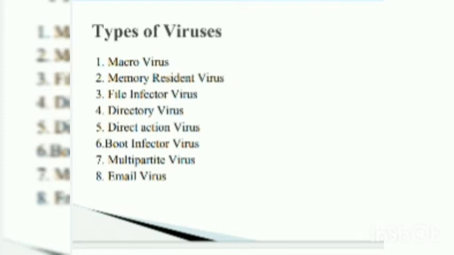Now the next one is direct action virus. A direct action virus could be found in the root directory of a hard disk. However, it is known to change its location frequently. When activated, a direct action virus replicates itself and begins to attack the files present in the directory or folder specified by the autoexec.bat path. An example of a direct action virus is the Vienna virus.